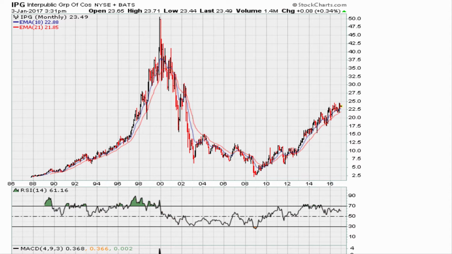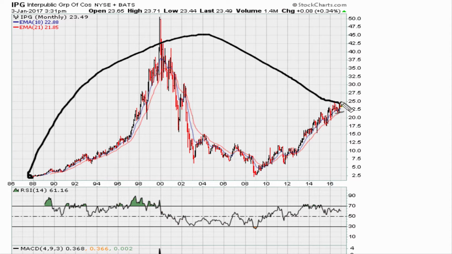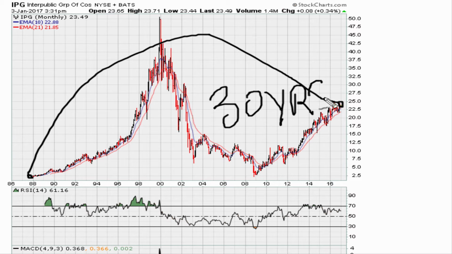Let's take a look at the long-term monthly chart for IPG. In fact, all data going back to 1997 all the way to 2007. So we're talking about 30 years of data. So there's a lot we can learn here.